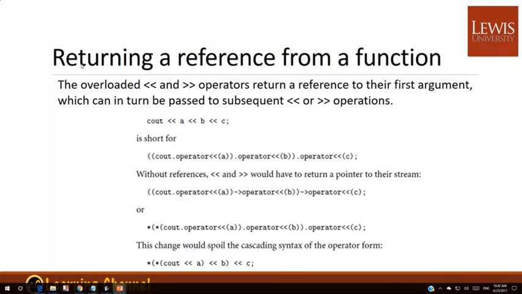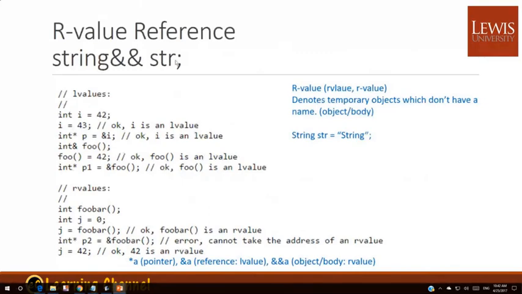So that's why in C++ we need to have this reference data type, and that is denoted by the alias sign, or actually it's the ampersand symbol. So now let's introduce one even more advanced reference value. It's called the R value reference, or double alias sign. So double alias sign string actually means the object or body.